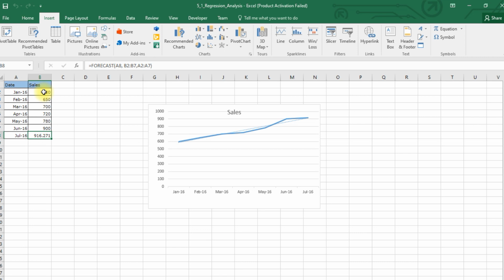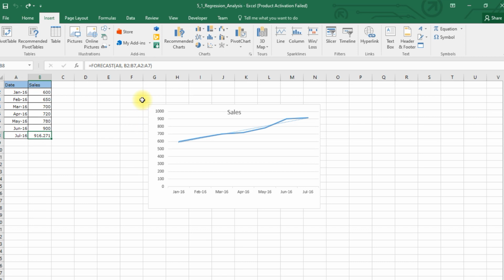And next is what are the values for the previous months. That is given between B2 and B7, from B2 till B7. So that is the previous months' values. And then we also give the known x's, which is A2 to A7, which is from January 16 till June 16. So once you give all this, we can do the forecast. So let us say we do the forecast, and that happens to be 916.271. So that is the forecast.